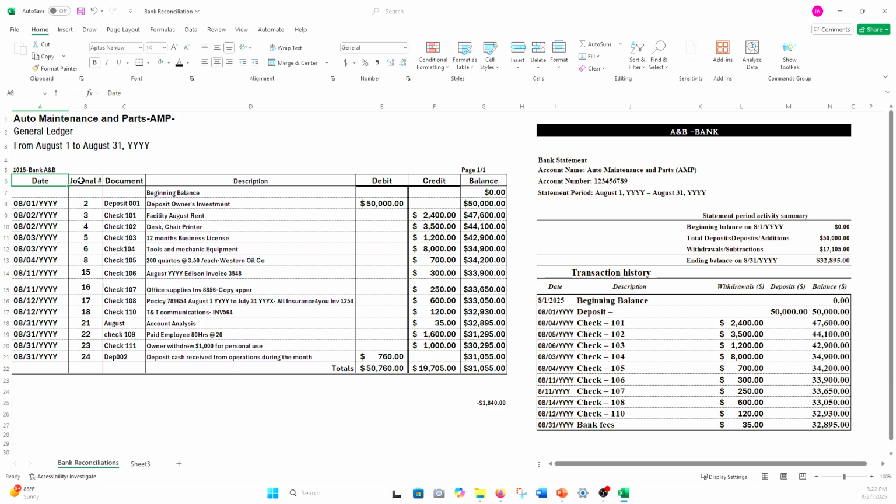Anyway, we have here in the general ledger, we can just recap about this. We have the date, the journal entry, document number, descriptions, debits and credits, and I just highlighted the T account that we discussed in our accounting cycle course videos 1 to 4, and we have the balance.